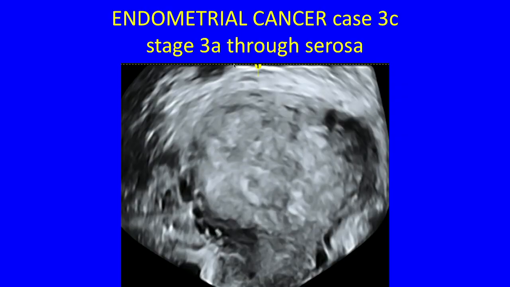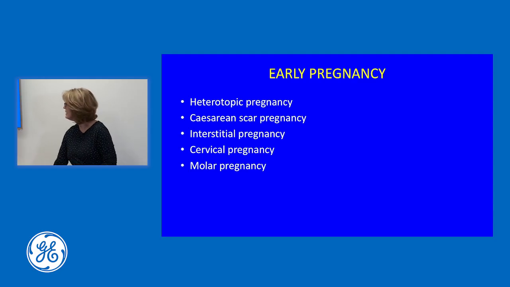So here at the top is the myometrial fundus. This is right side, left side. You can see that there is no triangular cavity left. It's all been replaced by tumour. Early pregnancy. Early pregnancy 3D can be super useful, and it's in these contexts I'm going to show you examples of all of these.